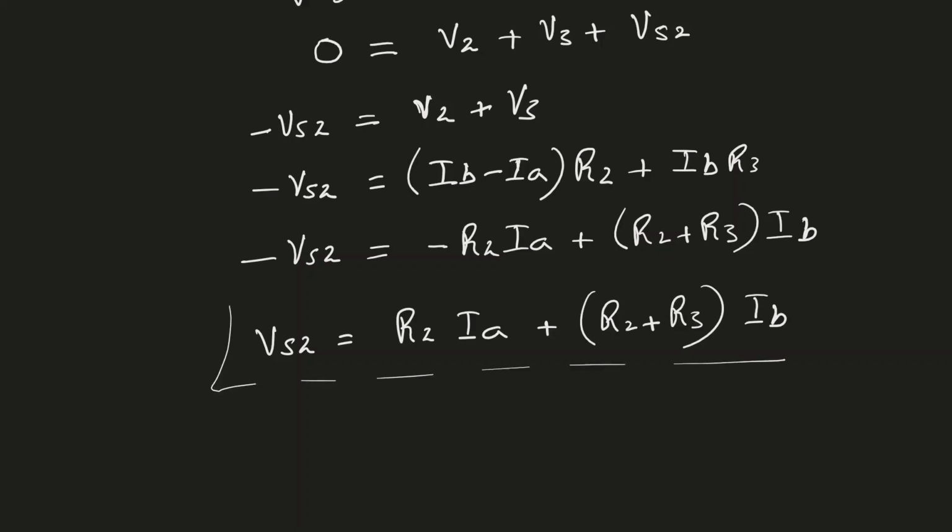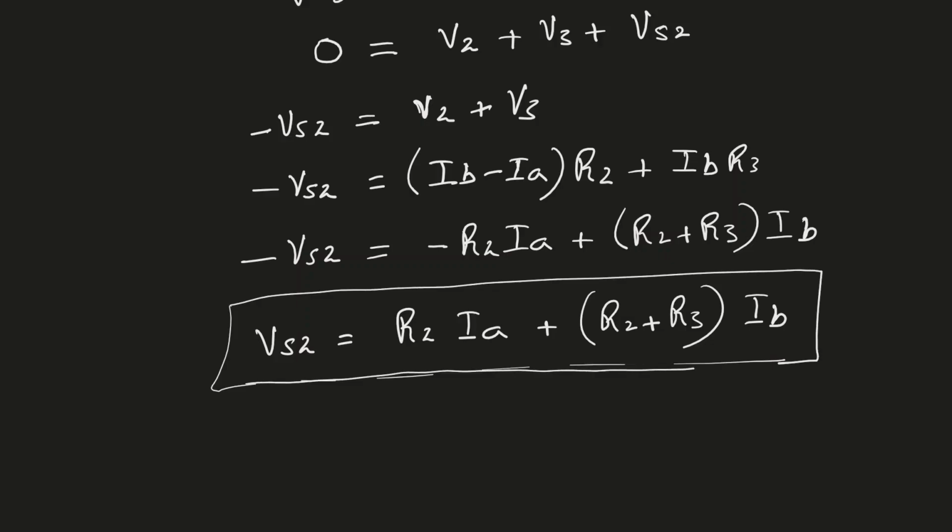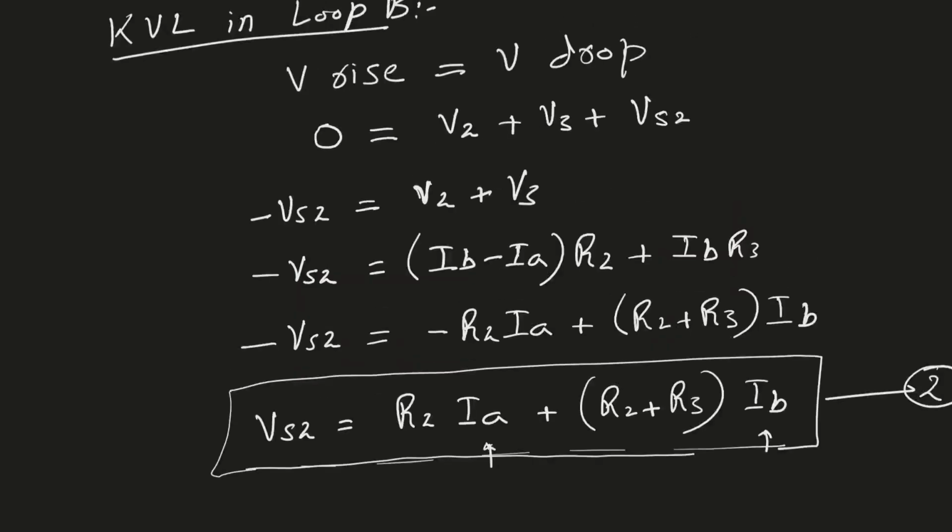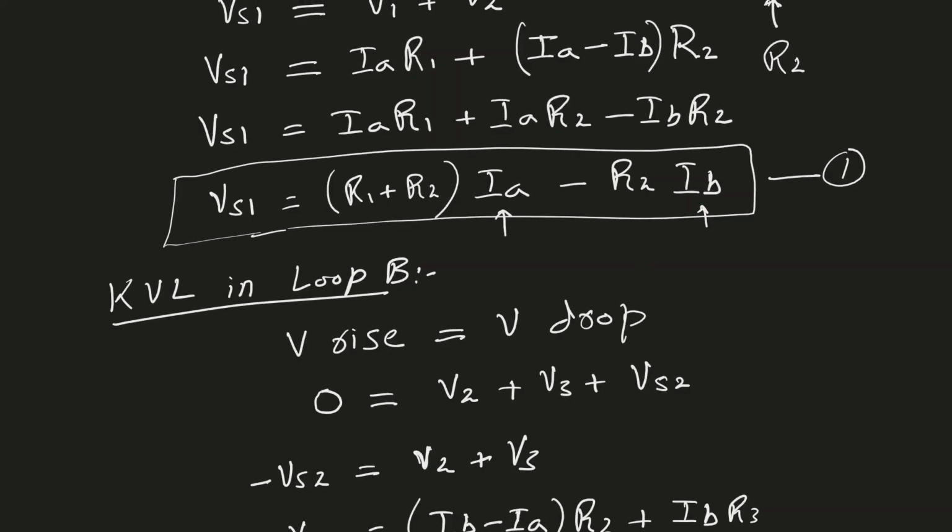This is my final equation, and you can see that we have written it in the standard form, where I have the two unknowns, IA and IB, and the other quantities are known. I will call this my equation number 2 that we will solve to find IA and IB.